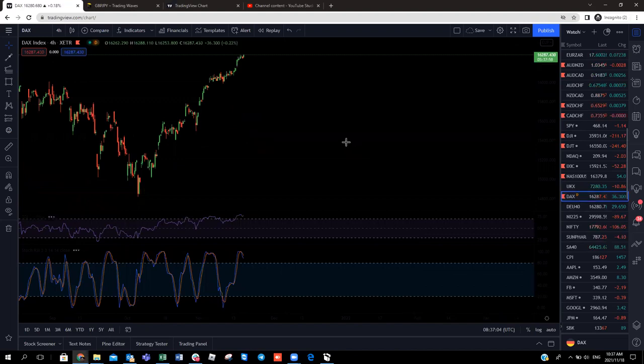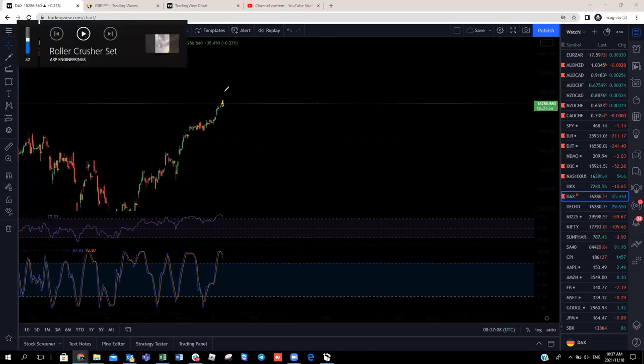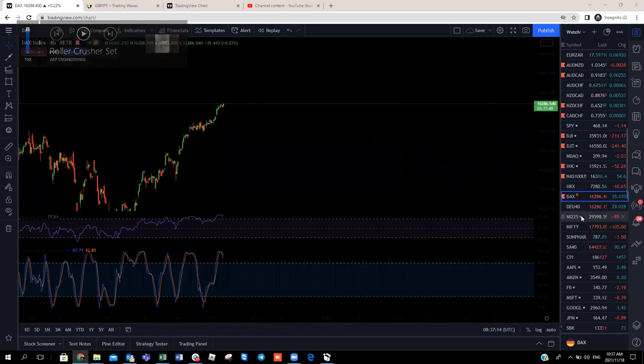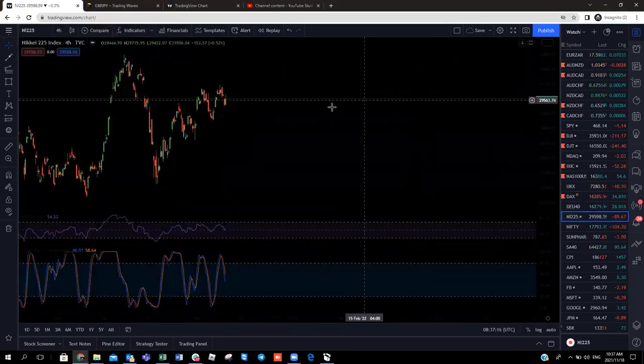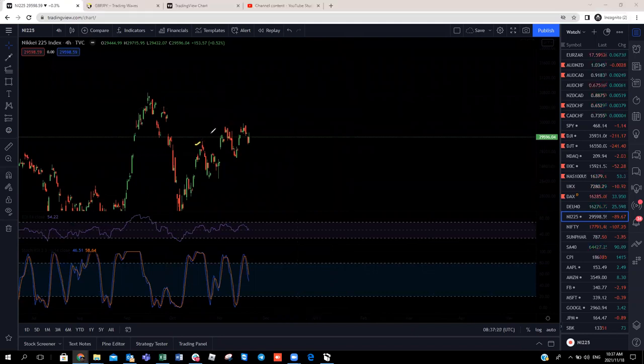DAX continues to push up higher. We'll look for pullback here and more upside. Still bullish. In the Nikkei, looks like it's still playing out the diagonal in the Nikkei. 1, 2, 3, 4, and a 5. So we're looking for this one to complete the 5 there before coming down.